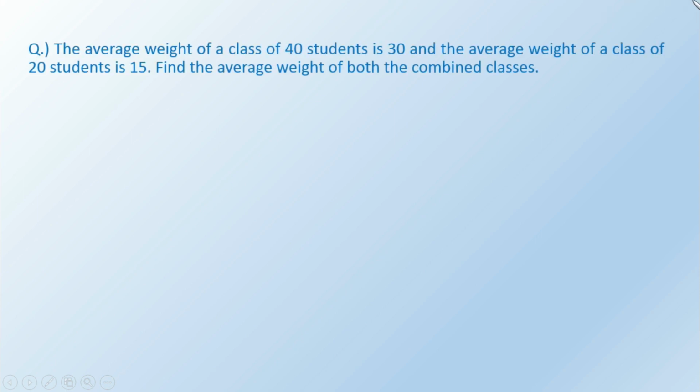And what's a better way to start a topic than with a question? So let's look at this question here. The average weight of a class of 40 students is 30 and the average weight of a class of 20 students is 15. Find the average weight of both the combined classes. So let's first look at the solution of this question by the weighted average method.